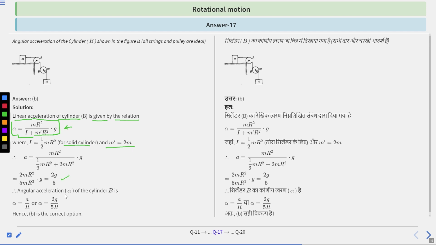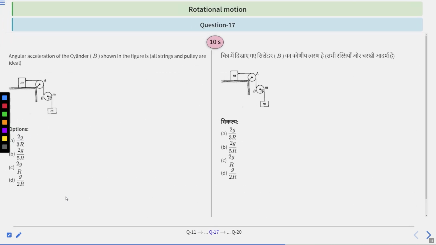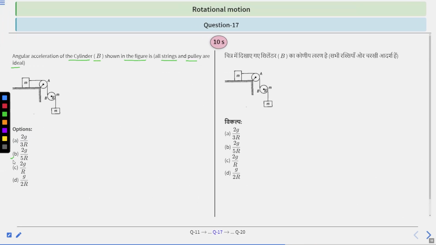So the angular acceleration alpha of the cylinder B is alpha equal to a by r, and alpha equals 2g divided by 5r. So the correct answer is B. B is the correct answer. Clear?